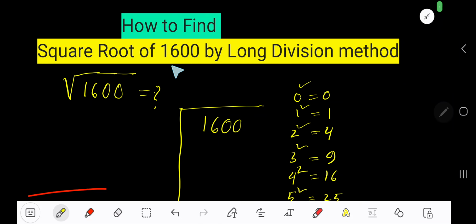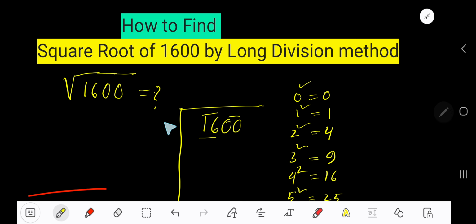How to find the square root of 1600 by the long division method. We need to make pairs from the right-hand side to the left-hand side. This is our first pair, this is our second pair. Consider this second pair. You have to take a number whose square will be equal to 16 or nearest to 16.